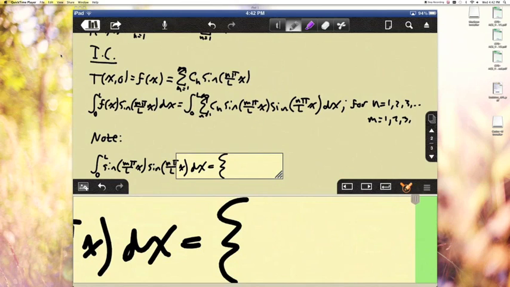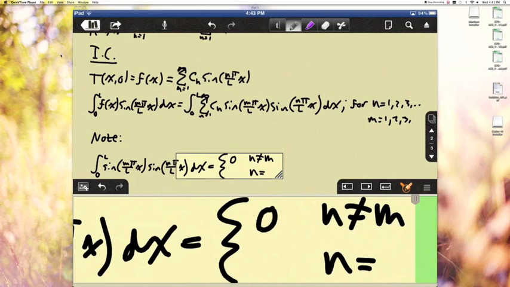So if we make it such that n does not equal m, it's equal to 0. However, if we decide that we want n to be equal to m, the integral will be equal to the length of the rod divided by 2.